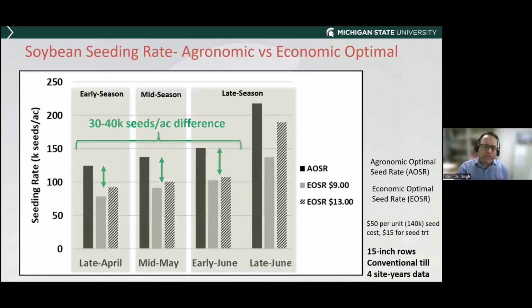Another way of thinking about this is splitting it into early, mid, and late season. You can see for the early and mid season, we are dealing with a relatively high yield potential here, right? So soybeans, relatively high yield potential, we can go to a lower seeding rate. And as we go to the late season, the yield potential is low, so we probably need to push to a higher seeding rate, right? This is under conventional till. So if you're in no-till, the numbers will probably go up a little bit.